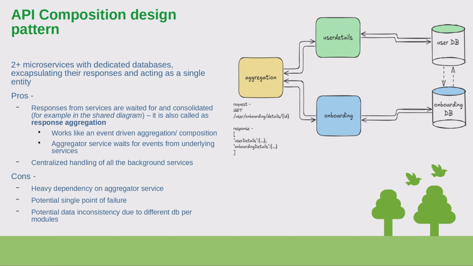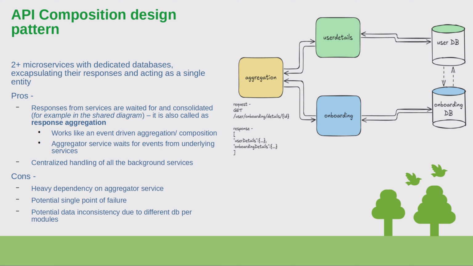Now coming to the aggregation service, what it does is it waits for the responses from both the services, two or more services rather, and once the responses are handy, only then it prepares the final JSON or XML based on the response type, and then it shares the response as a holistic API response.